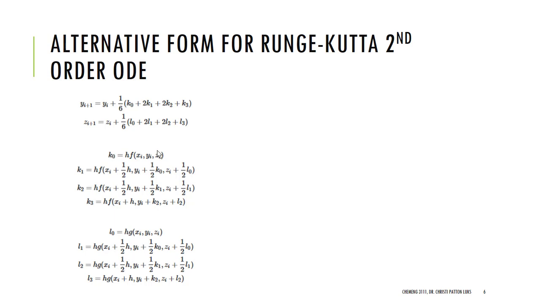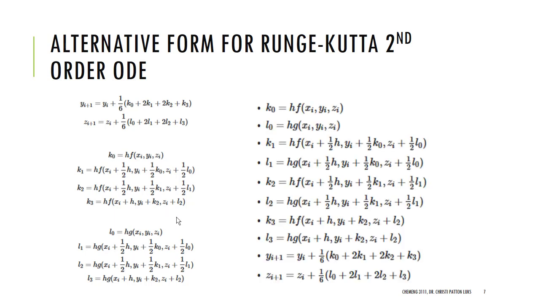Now to solve these, because of the interdependence, you've got to take a closer look at the ordering. And so you would need to do the k0 and the l0. And then those are used in k1 and l1. So do these in little groupings.